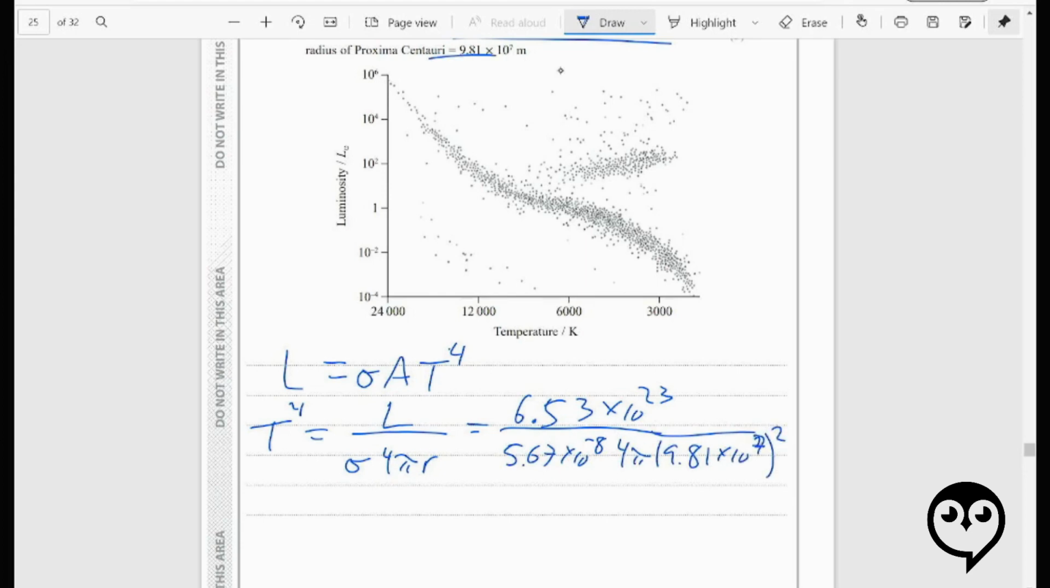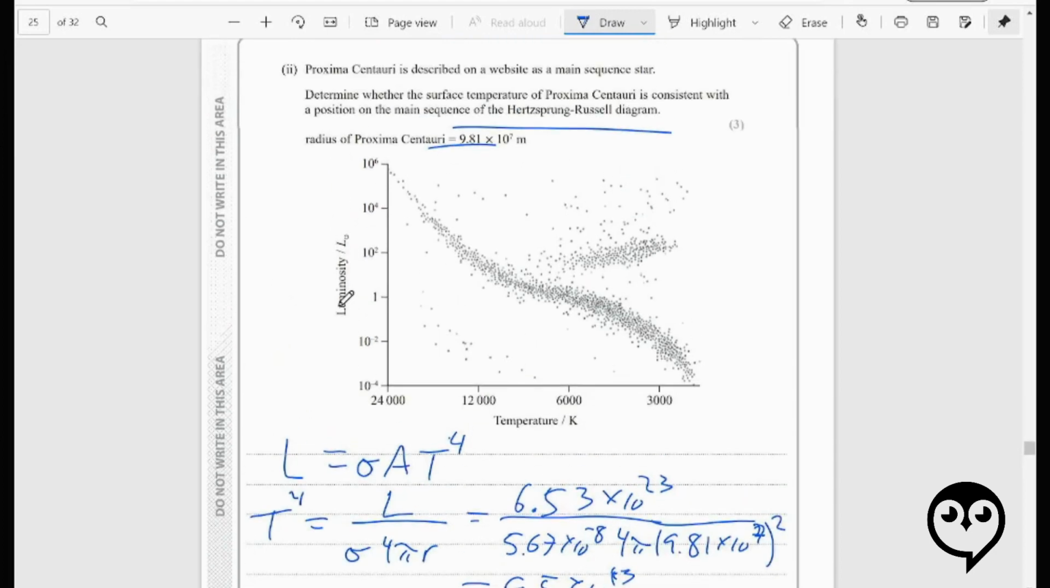Okay, so there's the radius they've given us. I've got it there. So I get a temperature of 9.5 times 10 to the 13. Of course, we're going to have to take the fourth root for this. You could do the square root twice, or maybe your calculator lets you do a fourth root button. But I get 3,124 Kelvin.